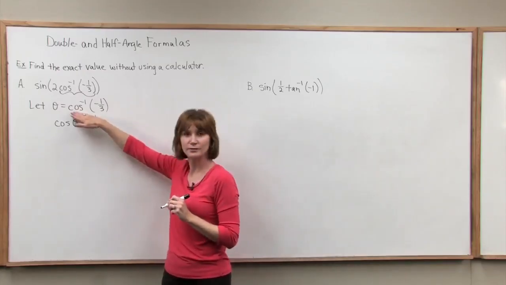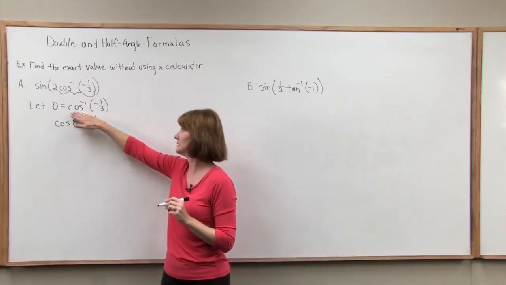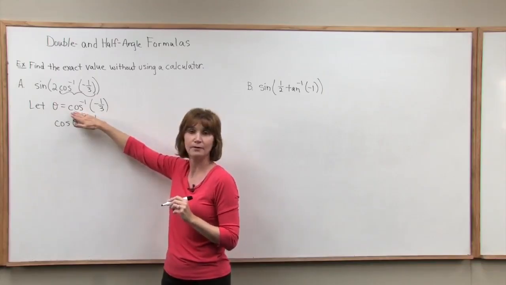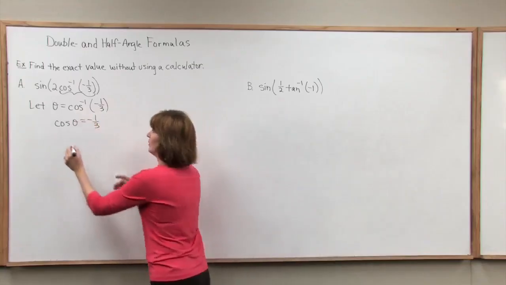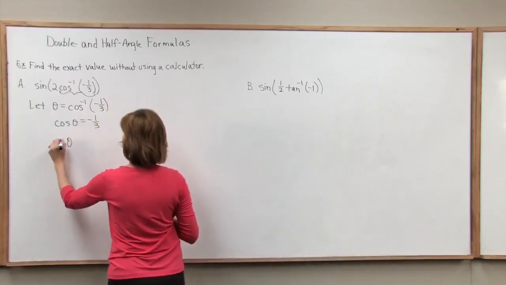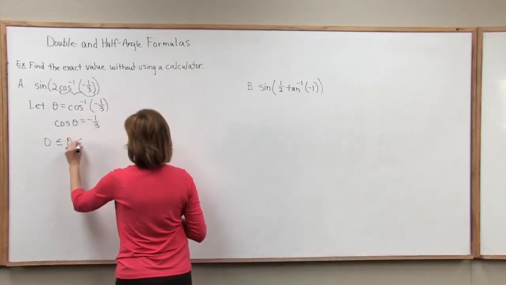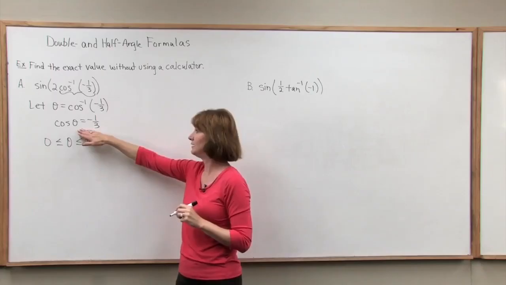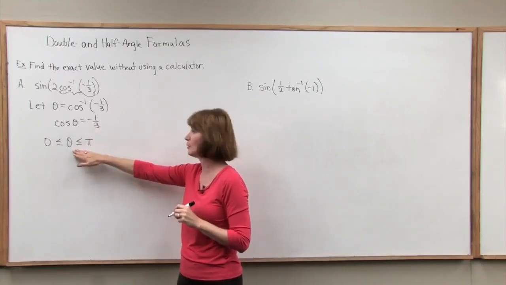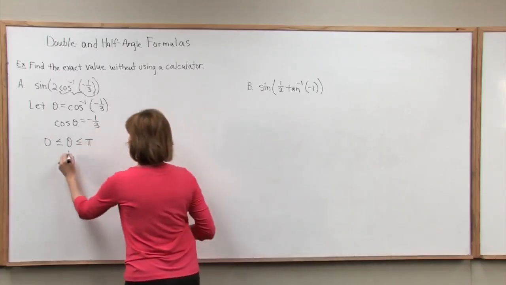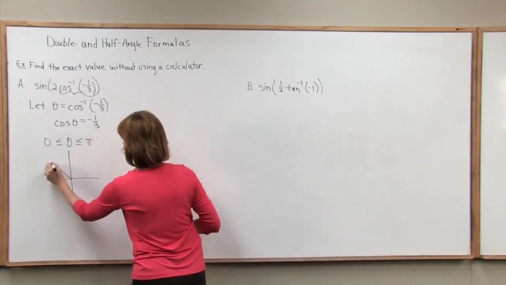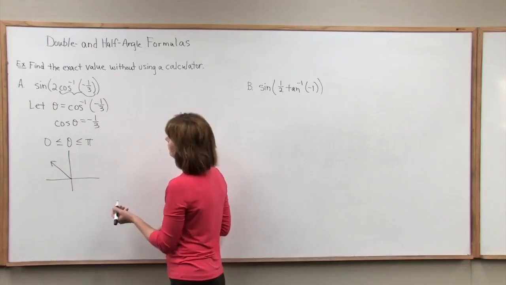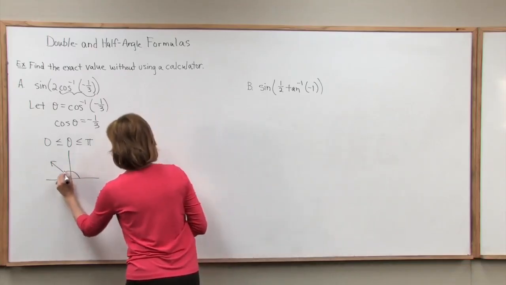But remember your range for inverse cosine? Where does this angle lie? What interval? Do you remember? Yes, 0 to pi. So theta must be between 0 and pi. And we know the cosine is negative, so where is it? That's either quad 1 or quad 2. So we know theta lies, the terminal side, in quad 2. So we can draw a picture for this angle.